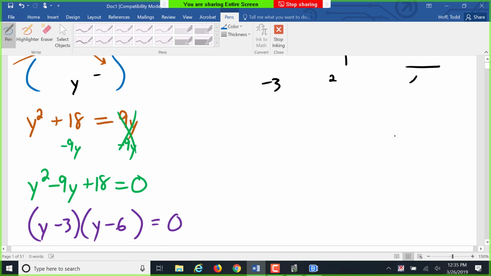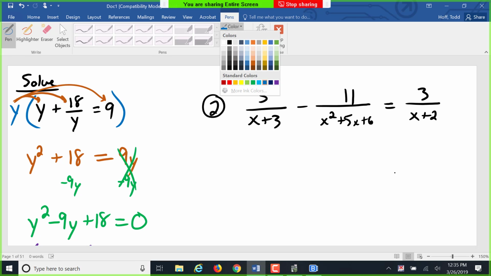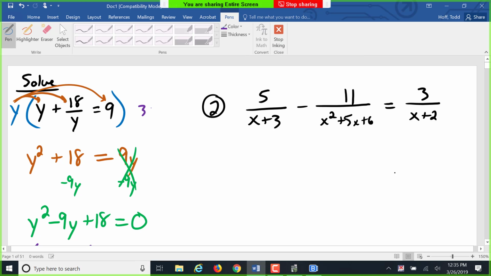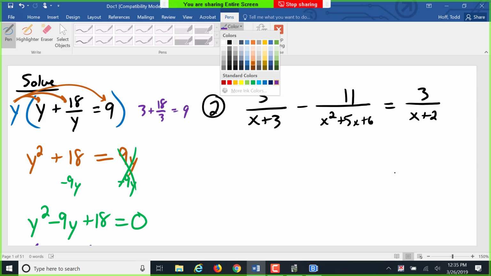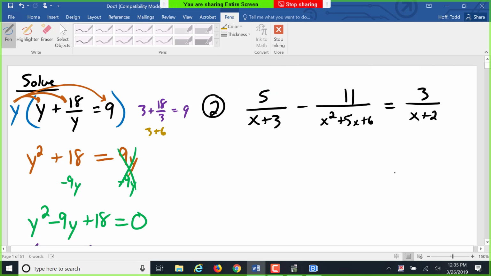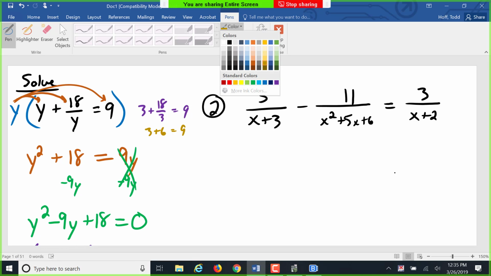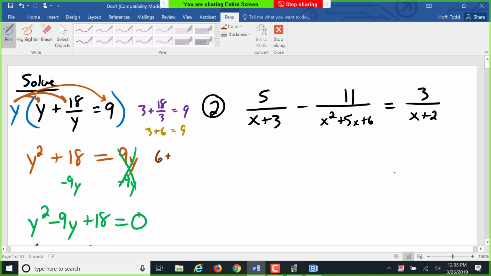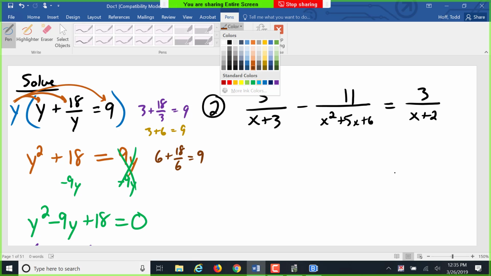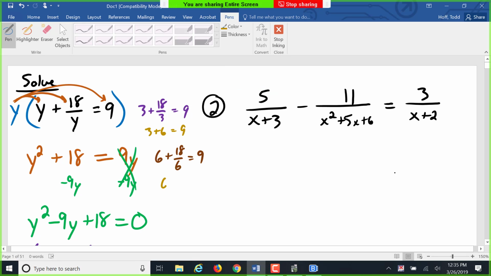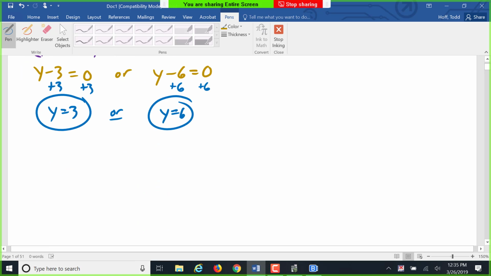Now let's double check those in our problem here. If it's 3, 3 plus 18 over 3, does that equal 9? Well, yes, that works. That's 3 plus 6 equals 9. If it's 6, let's try it. That would be 6 plus 18 over 6. Does that equal 9? Yes, it does. 18 over 6 is 3, so 6 plus 3 does equal 9. So both of those work. Y equals 3 and y equals 6.